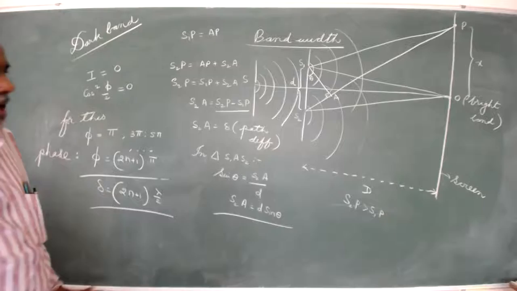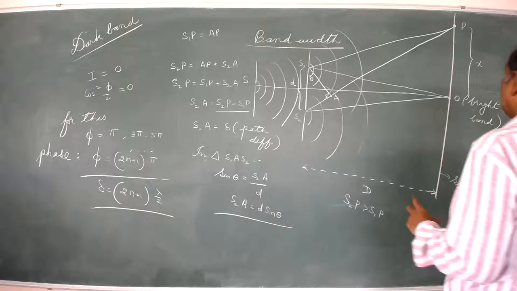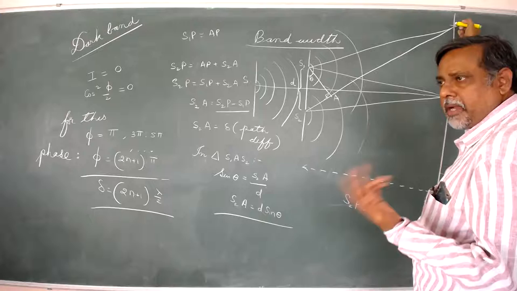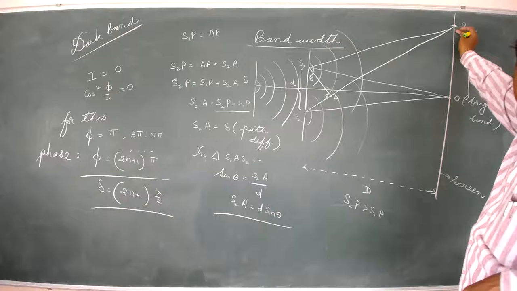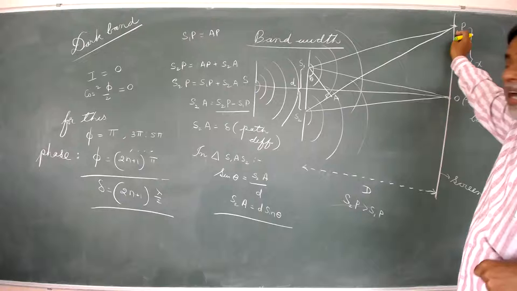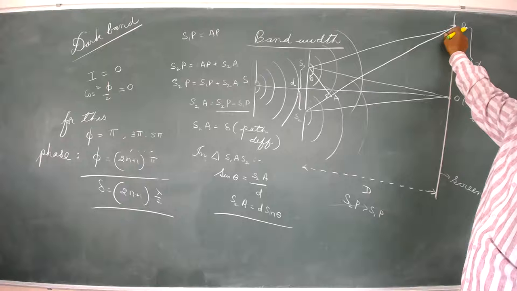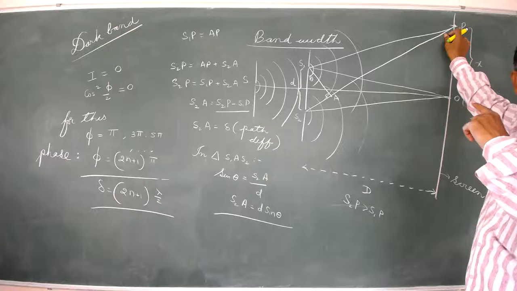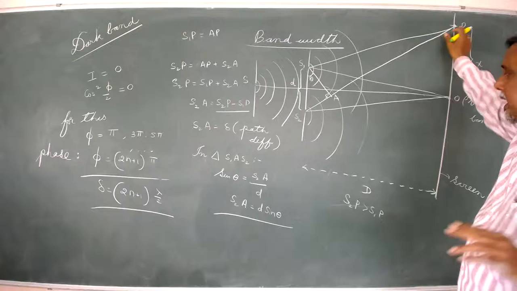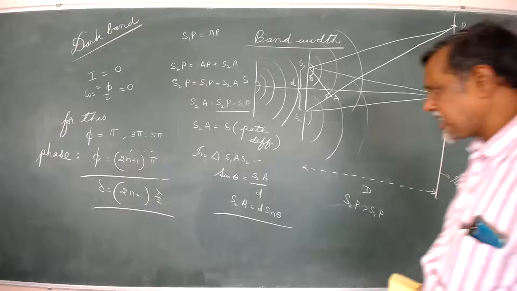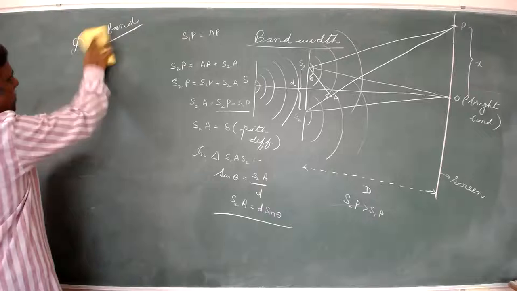Understood? Now we need to discuss the bandwidth, the width of the band. Look at this here. Whatever band is getting formed here may be a bright band or a dark band, according to the path difference. If the path difference is n lambda, then a bright band formation takes place. And if the path difference is (2n plus 1) into lambda by 2, then a dark band will get formed. There is a possibility for both to happen over here. Are you understanding? Now, this point B is at a distance x. In that particular case, look at this: sine theta is equal to, what did we get here?